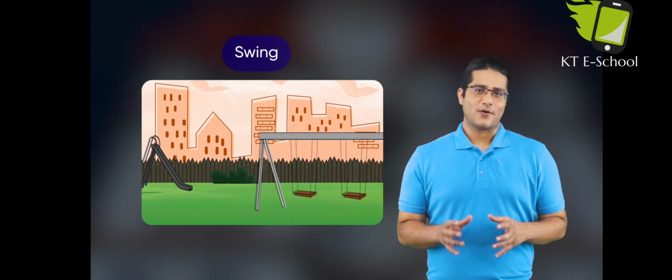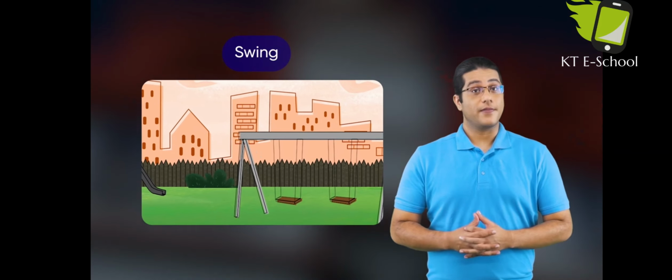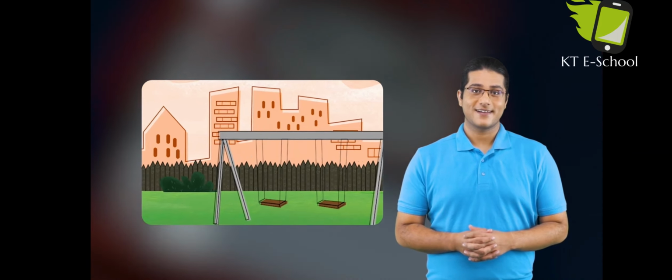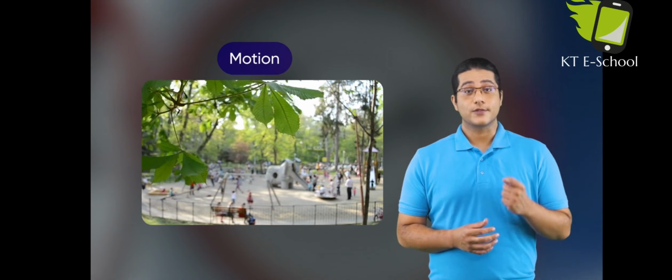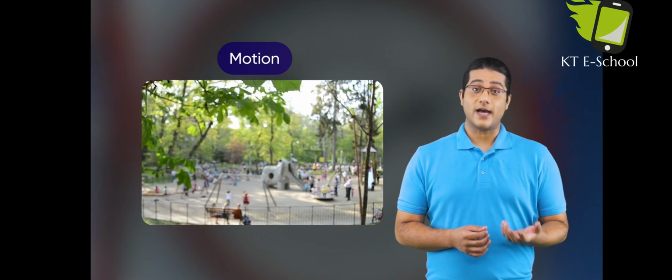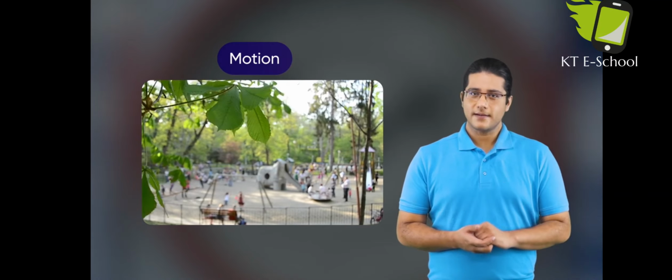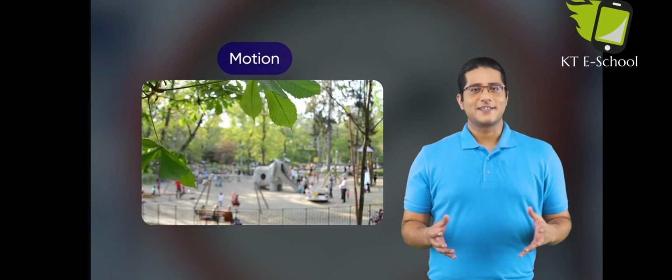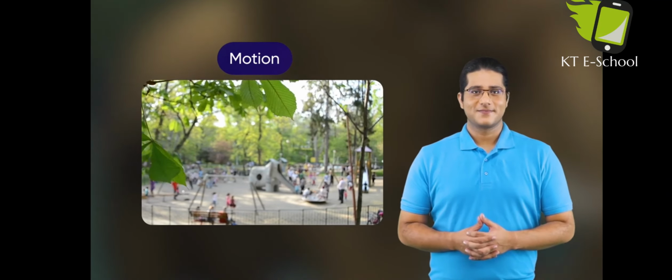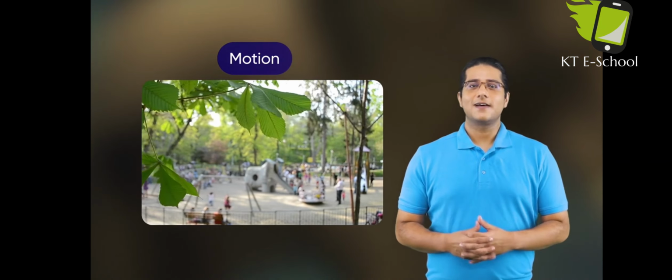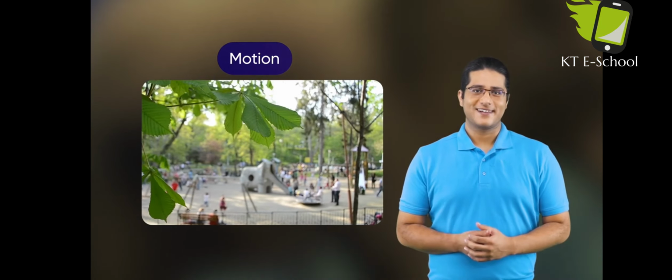I'm sure you have played on a swing in the playground in your childhood. Have you ever thought about what is happening when you swing, jog, run, or cycle? All these activities show motion. Today, let's learn all about motion.